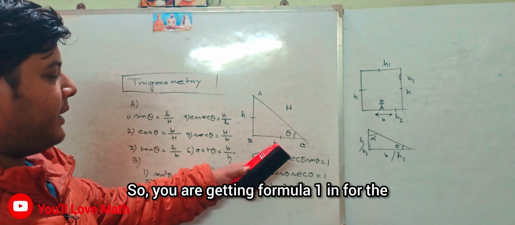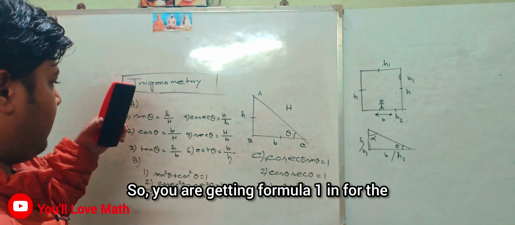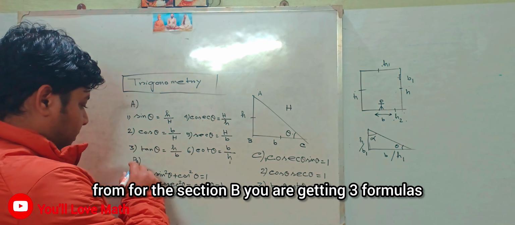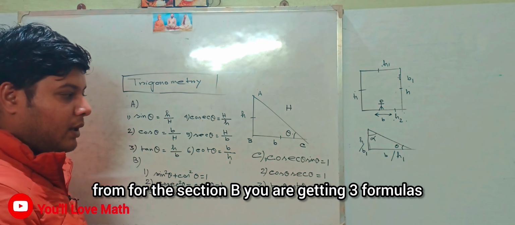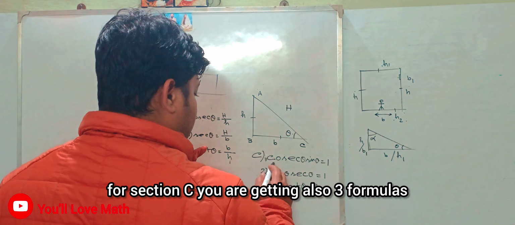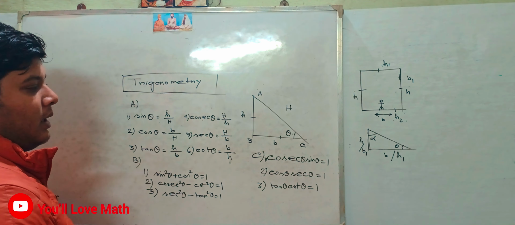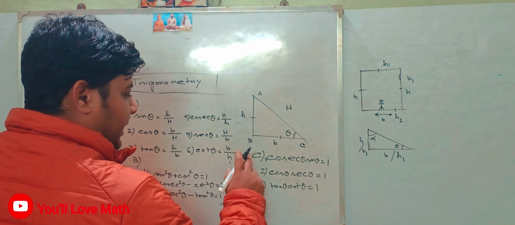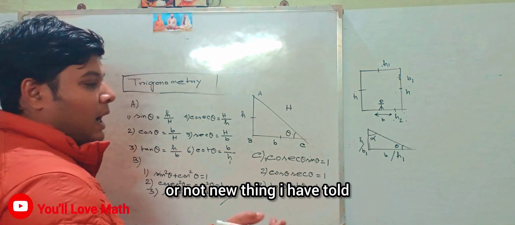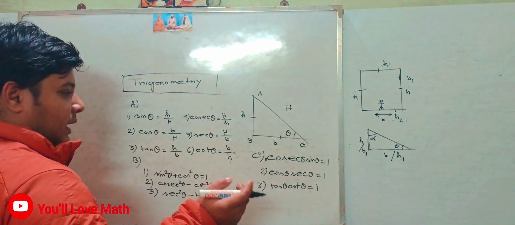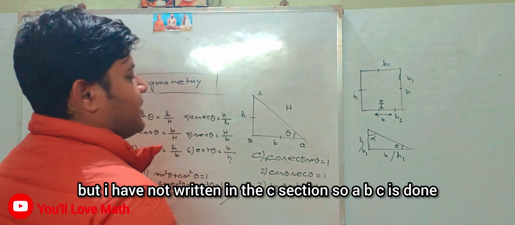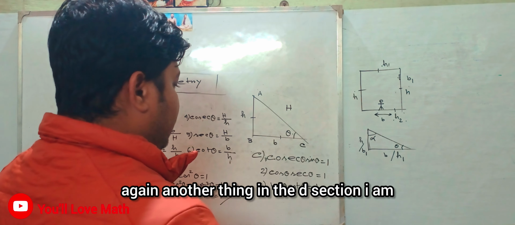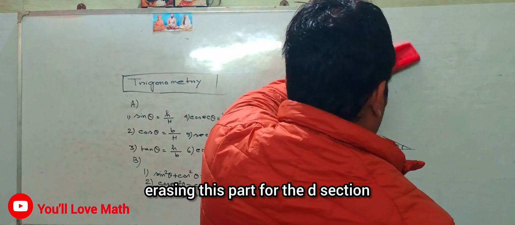So you are getting formula 1 in section A, you are getting 6 definitions. For section B you are getting 3 formulas. For section C you are also getting 3 formulas. Okay, fine. Revision class is for this. I told this in the last class also, but I had not written it in the C section. So ABC is done. Another thing, in the D section I am erasing this part.